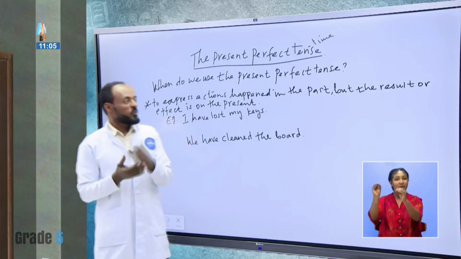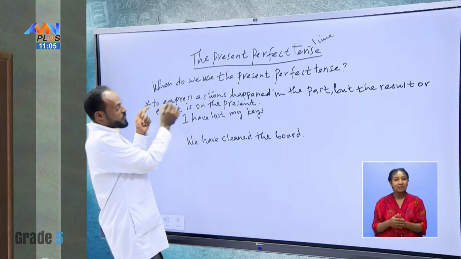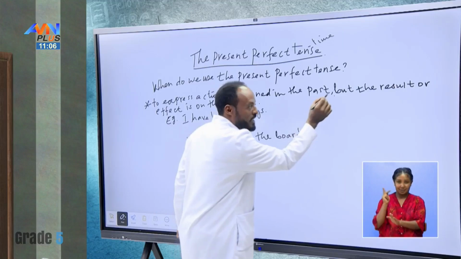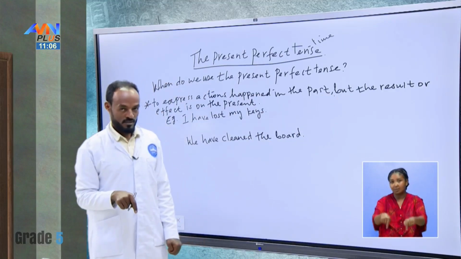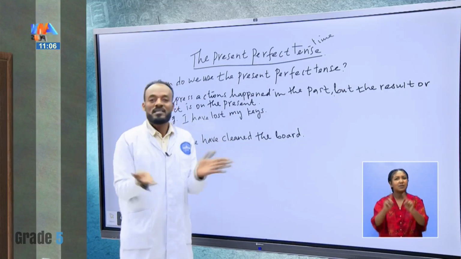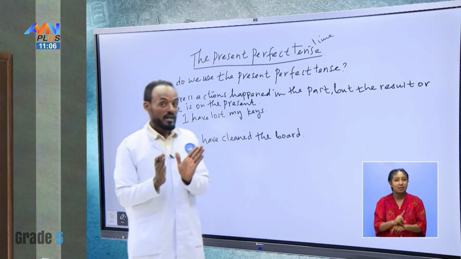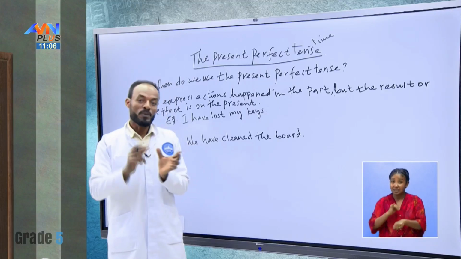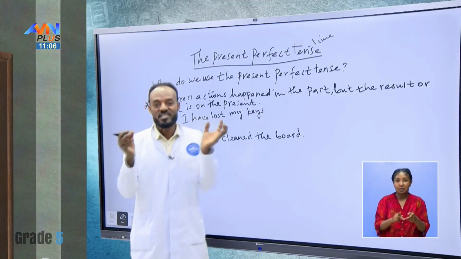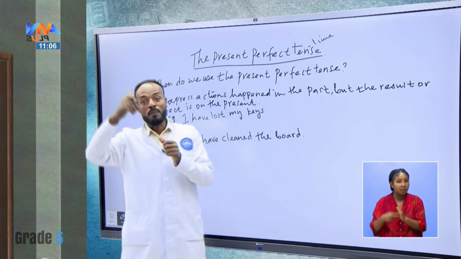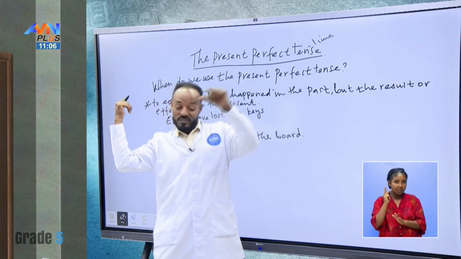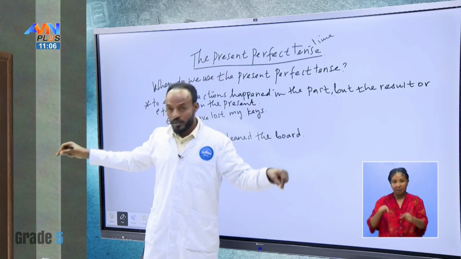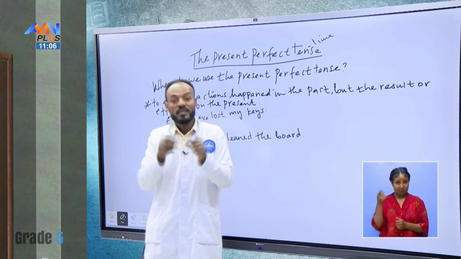Students, so why do we say here it is used to express an action happened in the past, but the result is in the present? So what makes it different from past tense? Even sometimes we can say present perfect tense is the mixed tense. This means something happened in the past, but the result is the present. It has a relationship with what? Present and with the past. Am I right? Good.